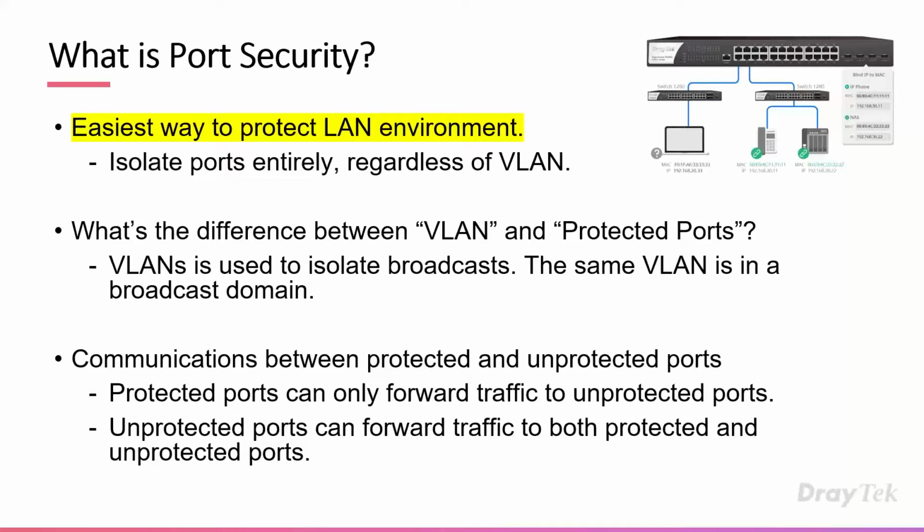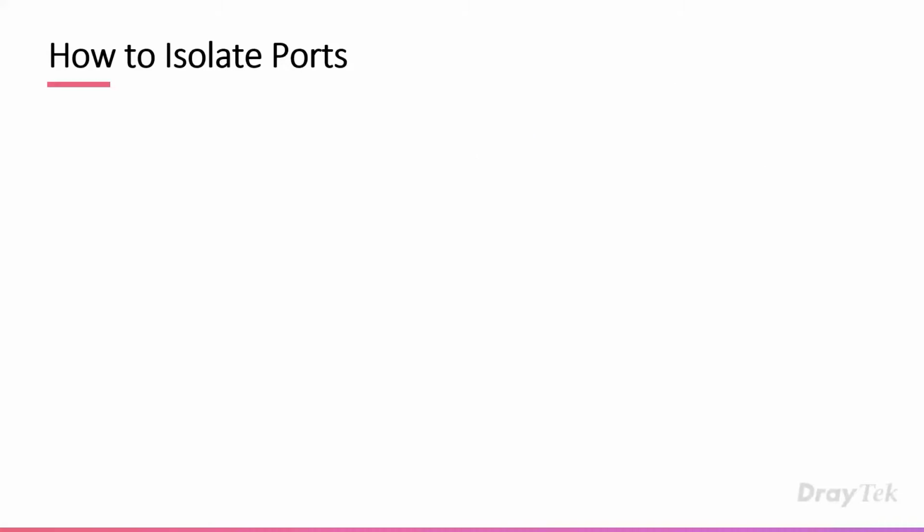So how does the communication between protected and unprotected ports work? Protected ports can only forward traffic to unprotected ports, whereas unprotected ports can forward traffic to both protected and unprotected ports. In this case, it's good to consider a scenario where there is a printer installed, and obviously we need to omit adding this port to the protected port list, since the users won't be able to use the printing services anymore. So let's quickly have a look at how we do that.